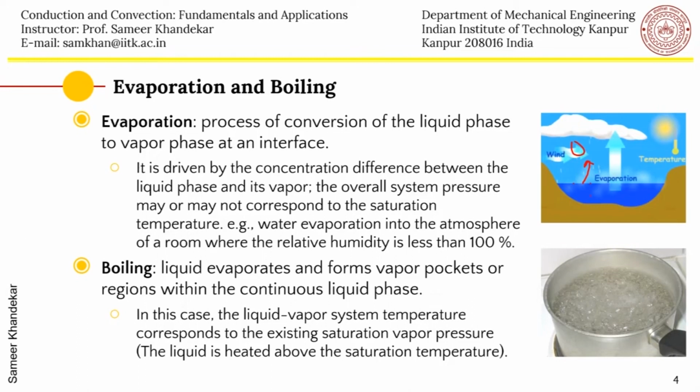Now when we say boiling, we are conversant with making of tea, for example, every day, and there the liquid temperature gets heated up to 100 degrees, and in this case the liquid-vapor system temperature corresponds to the existing saturation vapor pressure, and the liquid is typically heated slightly above the saturation temperature. That is what we will see in this lecture. At that time boiling takes place. So this is a heterogeneous boiling in the sense that there is a solid surface on which bubbles are getting formed.